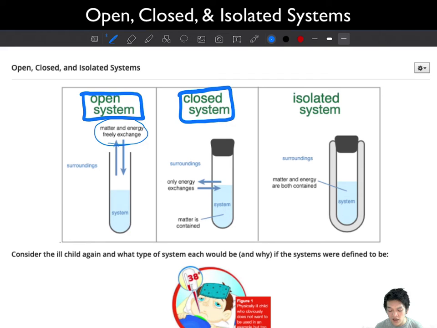So if you put this test tube into hot water, the system is still going to absorb that thermal energy. If you stuck the test tube in snow, the system would release that energy into the snow and get colder, right? So this only allows energy to exchange. Matter cannot exchange, only energy can exchange. That's what a closed system is. You can just imagine a lid on top of a container like this. So closed system, only energy can exchange.